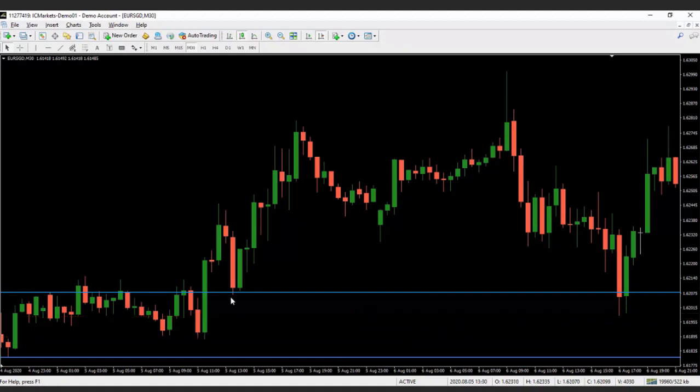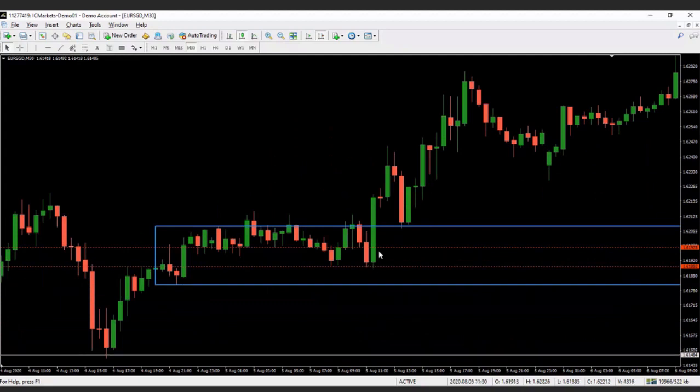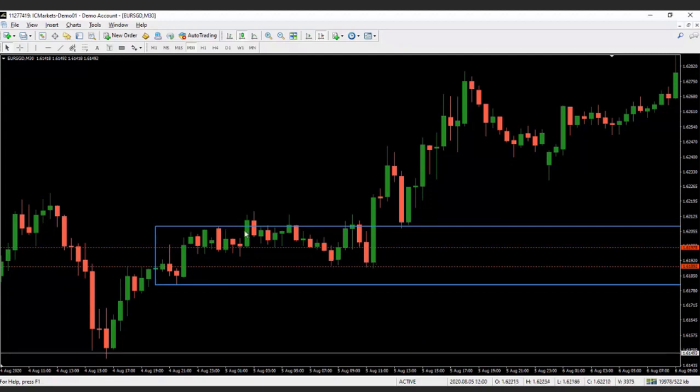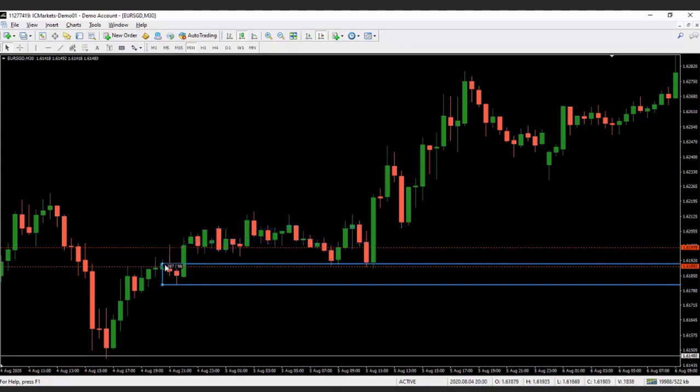But if you pay attention to this, I want to keep these lines on. I just want to remove the rectangle. If you pay attention to this, you can ask yourself the question, has price already been back to this price point? It has. It's been back to this price point here. What does that mean? That means these pancakes at this level have already been taken.